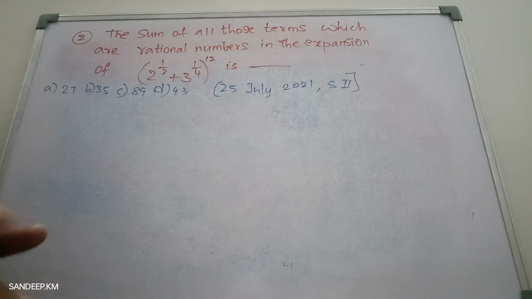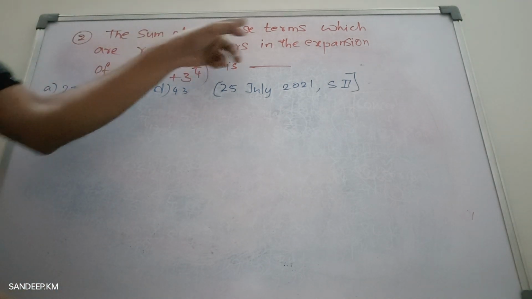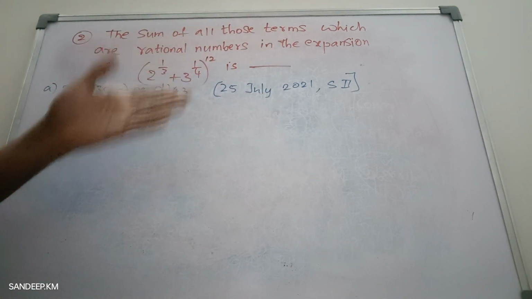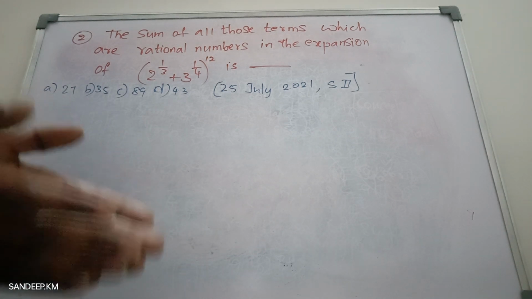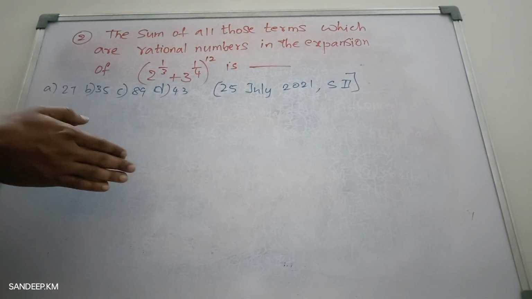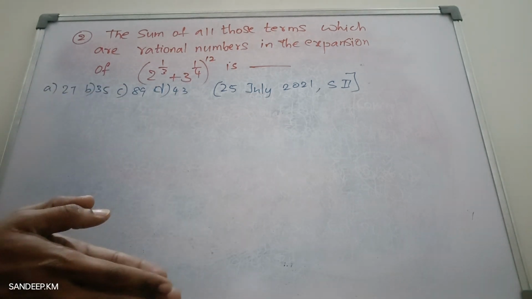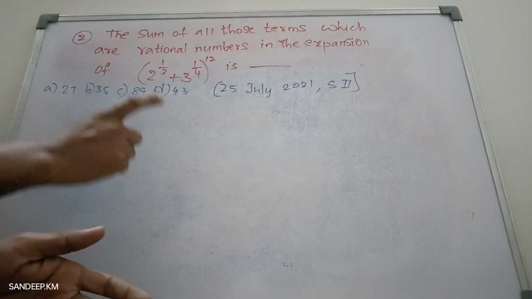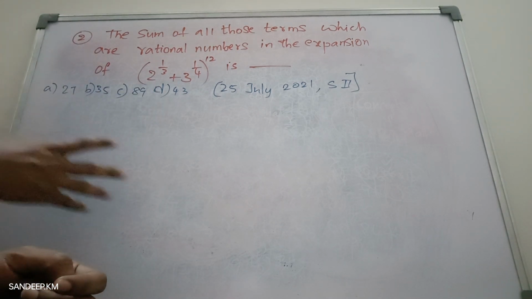Okay, here is our second question. In the second question, they ask for the sum of all those terms which are rational numbers in this particular expansion. In the first question, they just asked us to find the number of rational terms. And in this question, they told us to find the sum of the rational terms. So first, let us find the rational terms. We will find their values and we will add them. Right? Same process. Like how we solved the first question, this will also be solved.